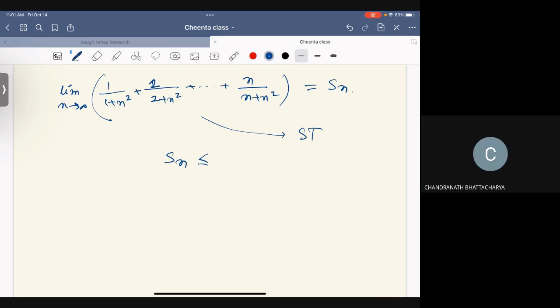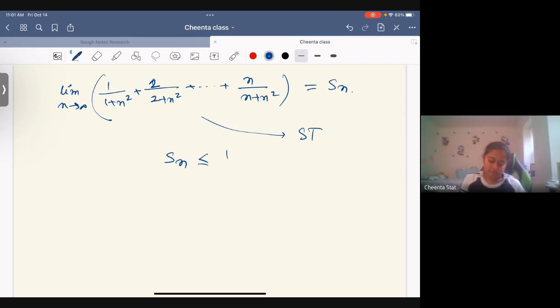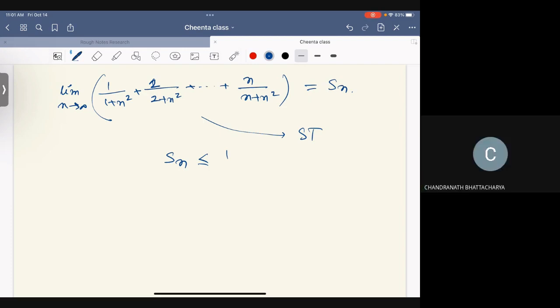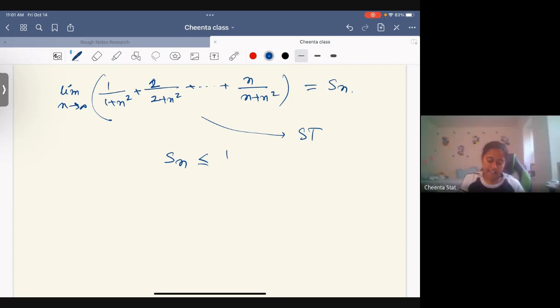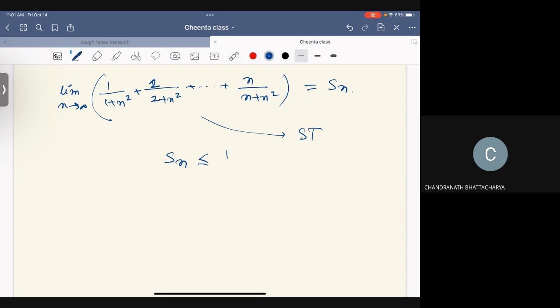Ma'am, less than or equal to n by 1 plus n square. No, this is a summation. Yeah, less than or equal to 1 plus 2 plus dot dot dot n by 1 plus n square. We can do that.